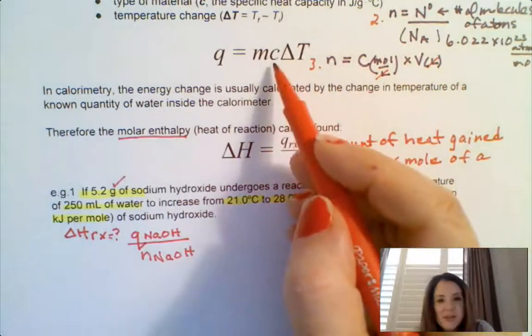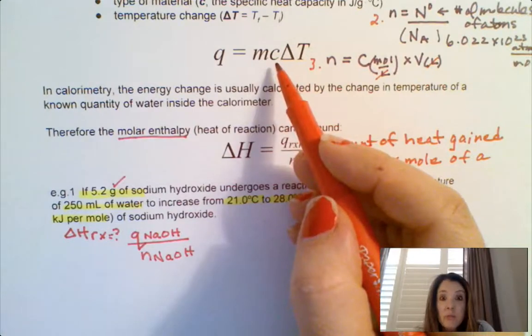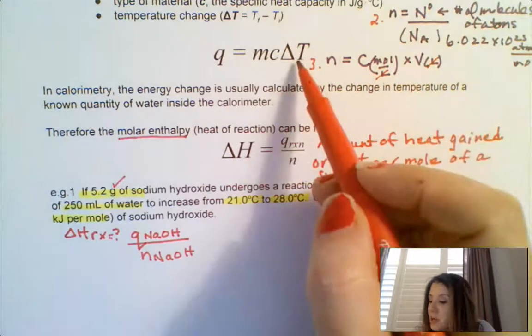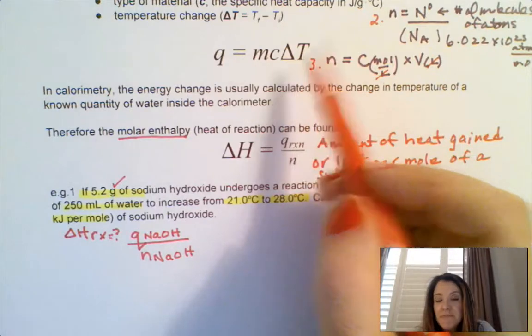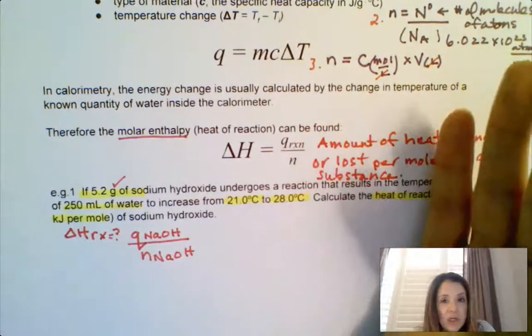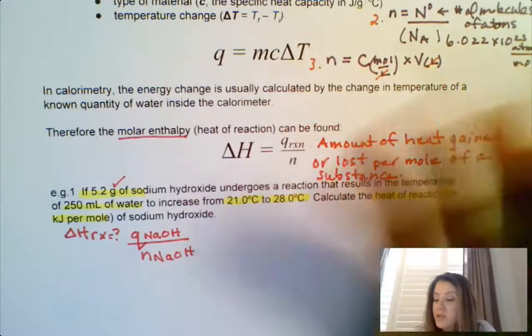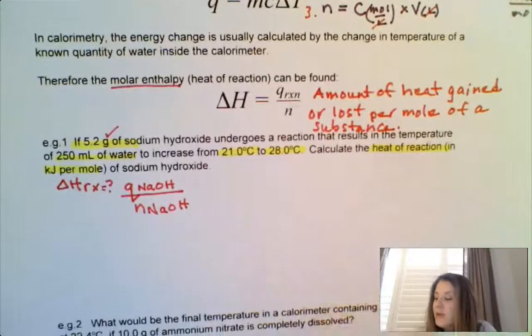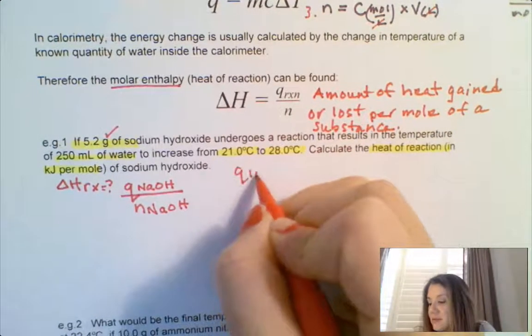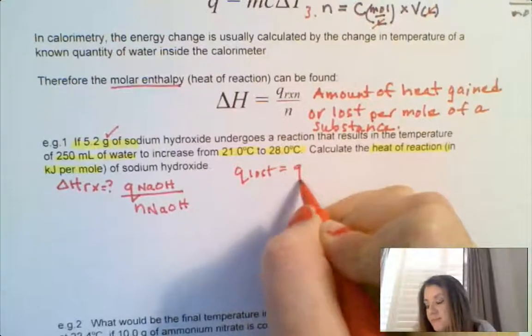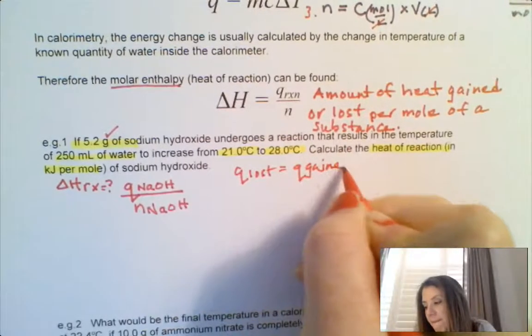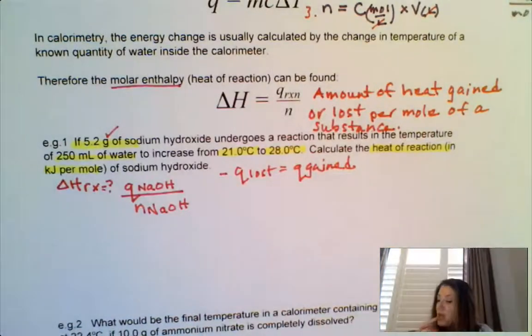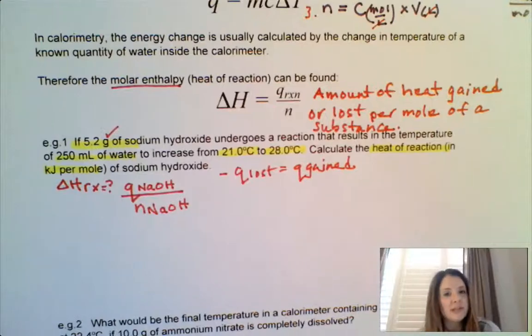Yep. Do I have specific heat capacity? No, they did not give that to me. Do I have delta T for sodium hydroxide? Do I have the initial temperature? Do I have the final temperature? Nope, I only have the final temperature. I don't have initial. So what am I going to do? I have to remember that Q lost equals Q gained. So if I can figure out Q of the water, then I'll know Q of the sodium hydroxide, and all I would do is flip the sign.